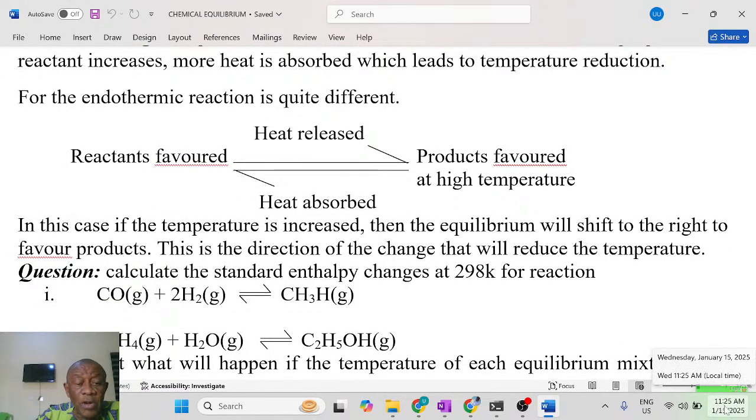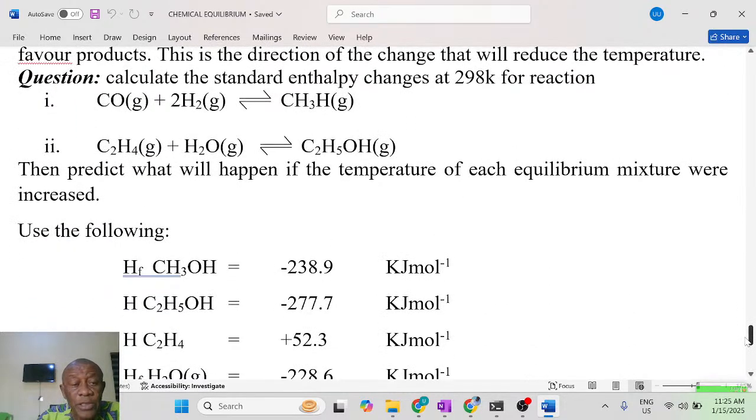Then we look at the question. Calculate the standard enthalpy changes at 298 K for the reactions CO plus 2H2 to give CH3OH, and C2H4 plus H2O to give C2H5OH. We should note what is required here. Then predict what will happen if the temperature of each equilibrium mixture is increased.